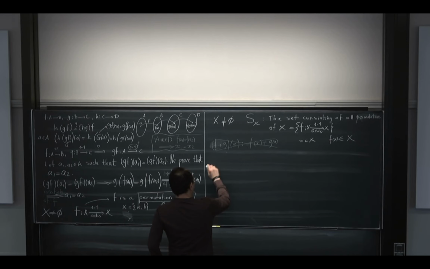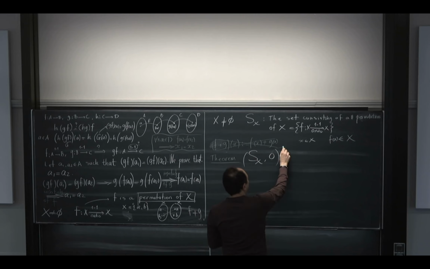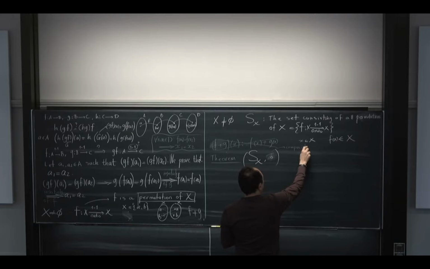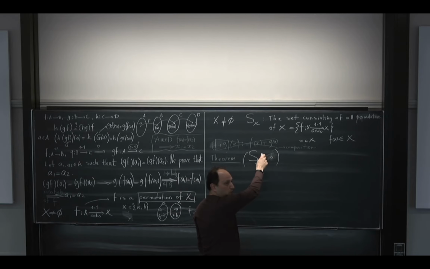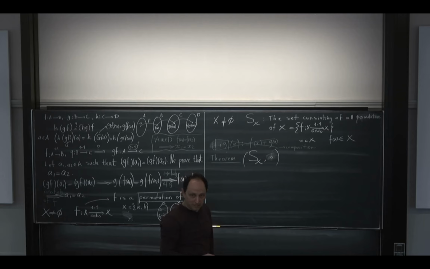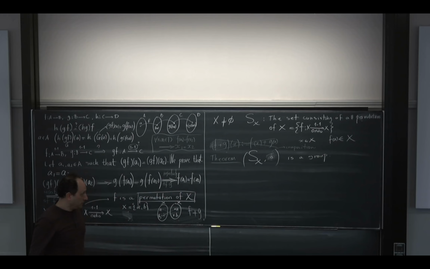Okay, so the theorem is claiming that if you equip this with this, so let me write it. This is composition. Little o is better. Yes, composition. We want to show that S_X equipped with this binary operation, which always makes sense, is a group. So let us do it quickly.